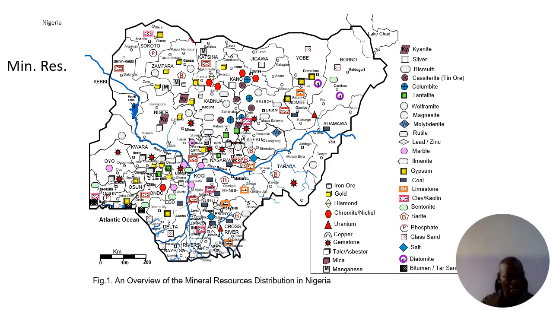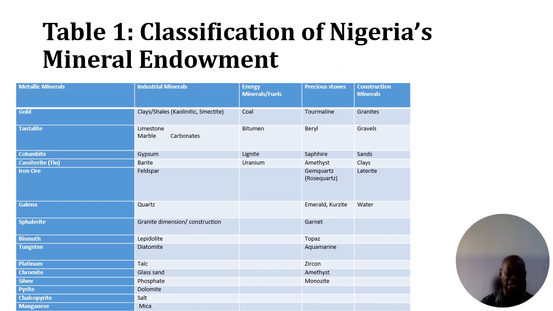Now, this gives us an overview of the description, and then an overview of mineral resources distribution in Nigeria. This map shows all the states of the nation and the minerals that are present in every state. This table classifies the Nigerian mineral environment. It's just the metallic minerals, the industrial minerals, the energy minerals, the precious stones, and construction minerals. These are minerals that are available in Nigeria in this category.